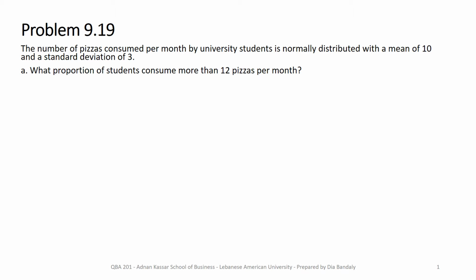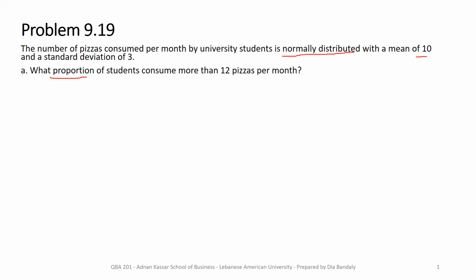So here we are talking about the number of pizzas consumed per month by university students, and we are given that this number is normally distributed, which is something very valuable for us because then we can say a lot about the X bars. It has a mean of 10 and a standard deviation of 3, and the question is what proportion of students consume more than 12 pizzas per month.